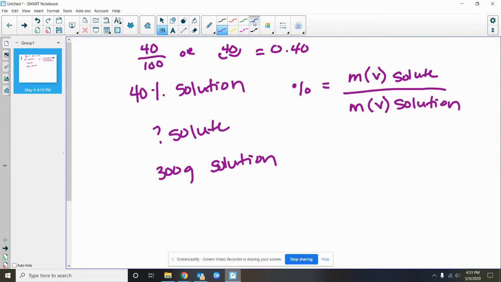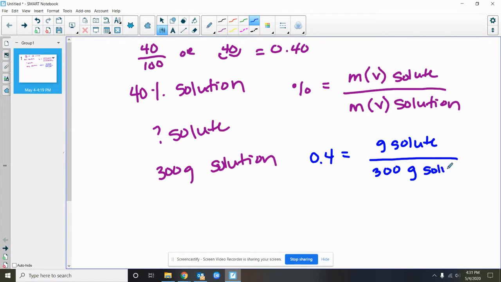Okay, so let's switch colors here and plug this in. I would have 0.4 equals, I don't know the mass of my solute, so I'm just going to put grams of solute on top. And then I'm going to divide that by my grams of solution, which this told me was 300 grams. So I'm going to solve for this top number. In this case, this is just algebra. How do you solve for this top number? Multiply both sides by 300. So 0.4, which is your percent, times 300. You can get your calculator out if you need to, and your final answer is 120 grams of solute.